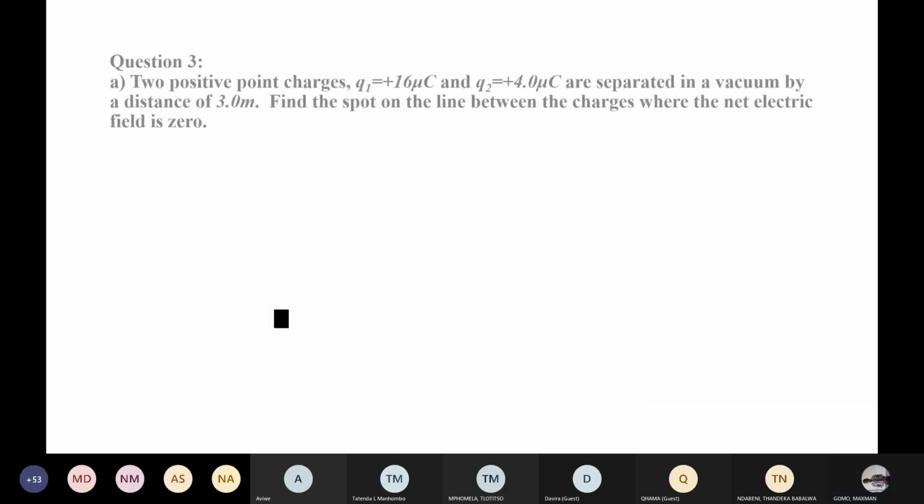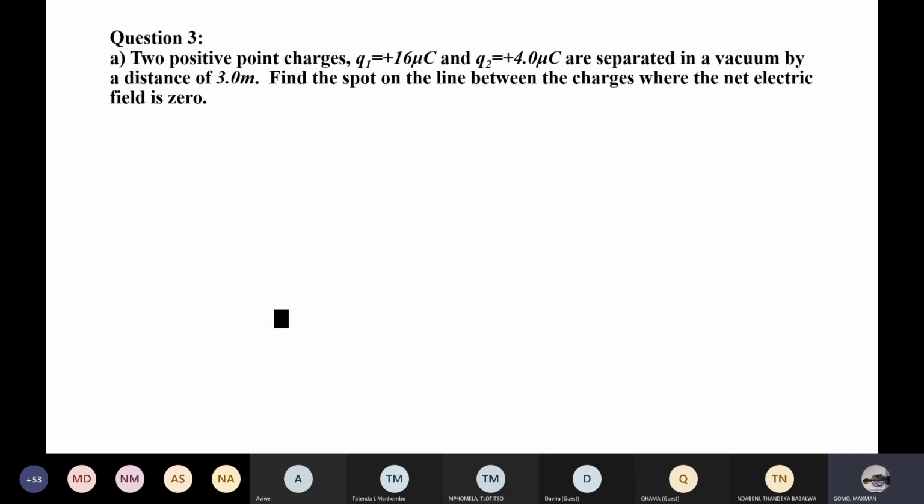Right. So there you have it, folks. Two positive charges, Q1 and Q2, are separated in a vacuum by a distance of 3 meters. So you have got your Q1 here, and you got your Q2 here. That's Q1. Then that's Q2. And they are said to be separated by a distance, so the distance that separates them is 3.